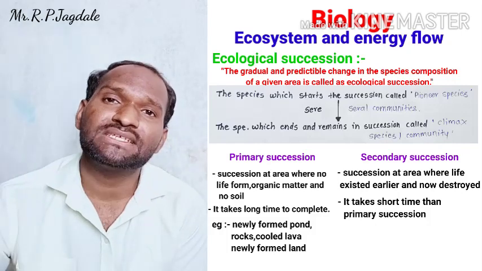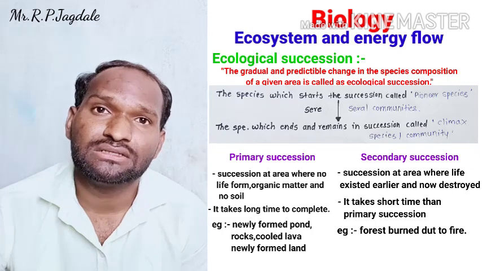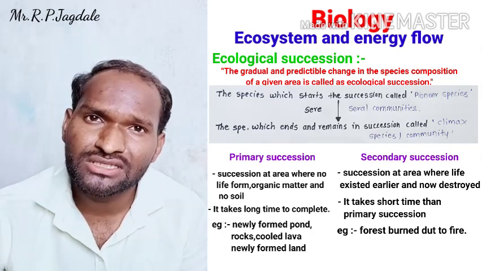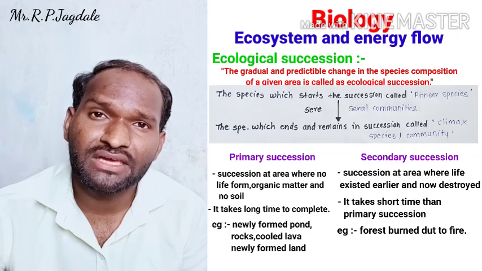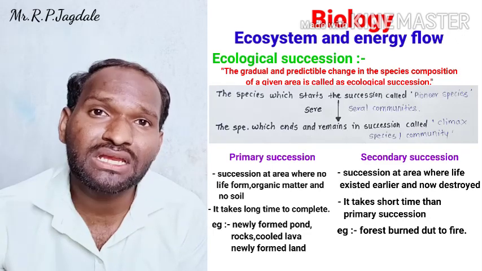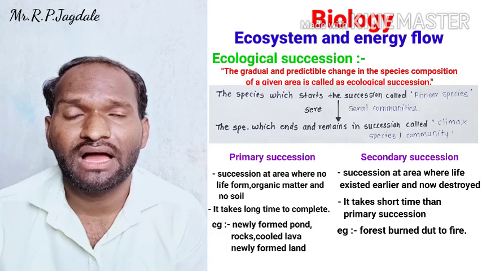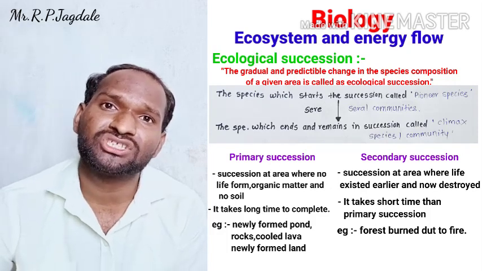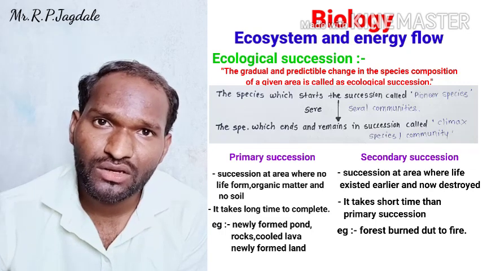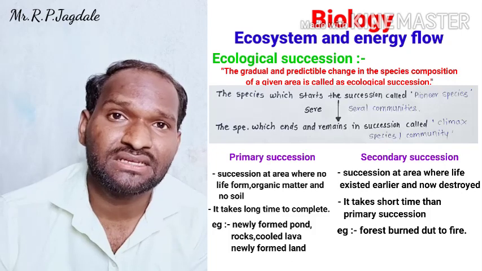The example for secondary succession takes place at a fired area of the forest, where the fire has taken place. After the fire there is a bare area. An earlier life form was there, but due to the burning, now there is no life form. At such places, if succession takes place, this is called secondary succession. Okay, this is about primary and secondary succession.